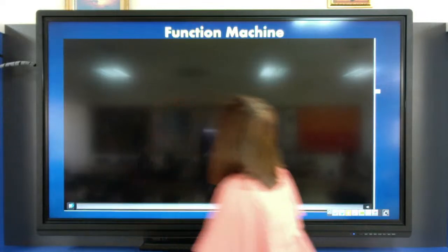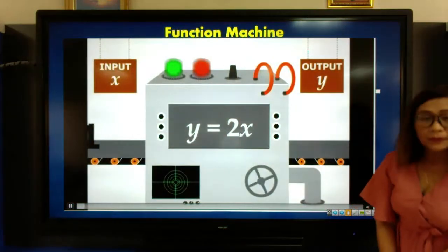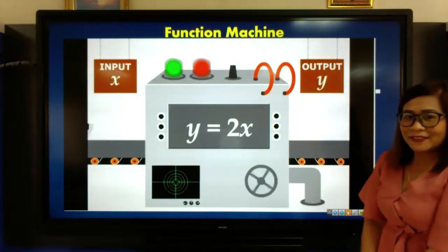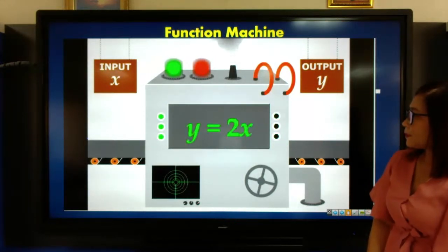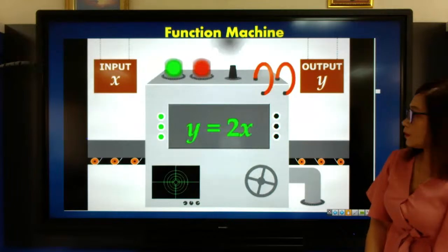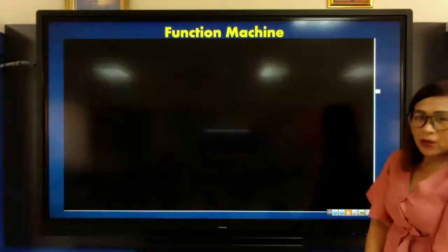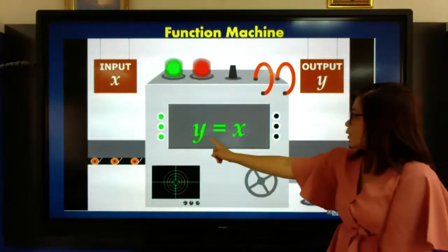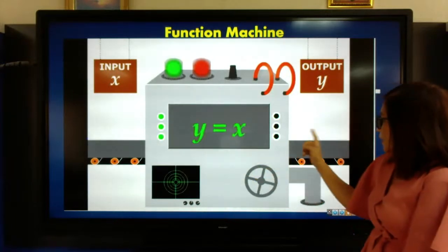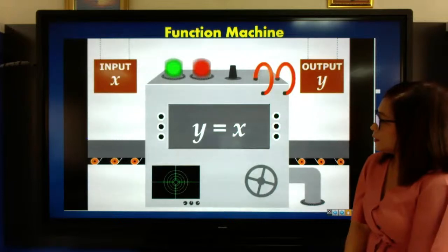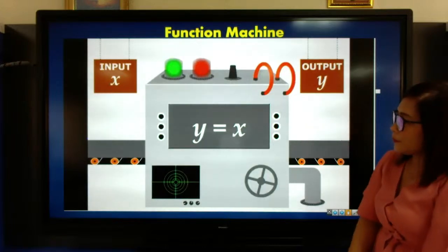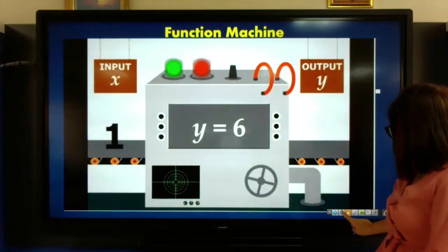So we have here the function machine. If x is 1, y is equal to 1. If x is 7, y is 7. And x is negative 3, y is also negative 3. So this is the identity function.